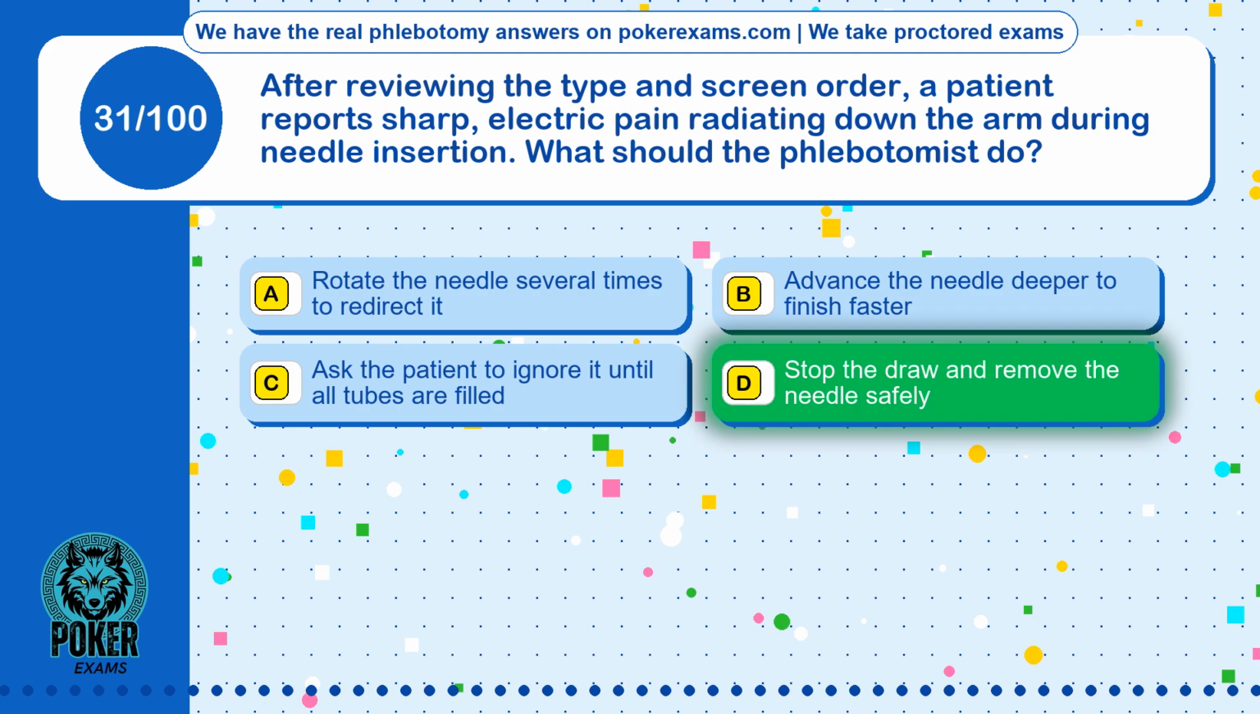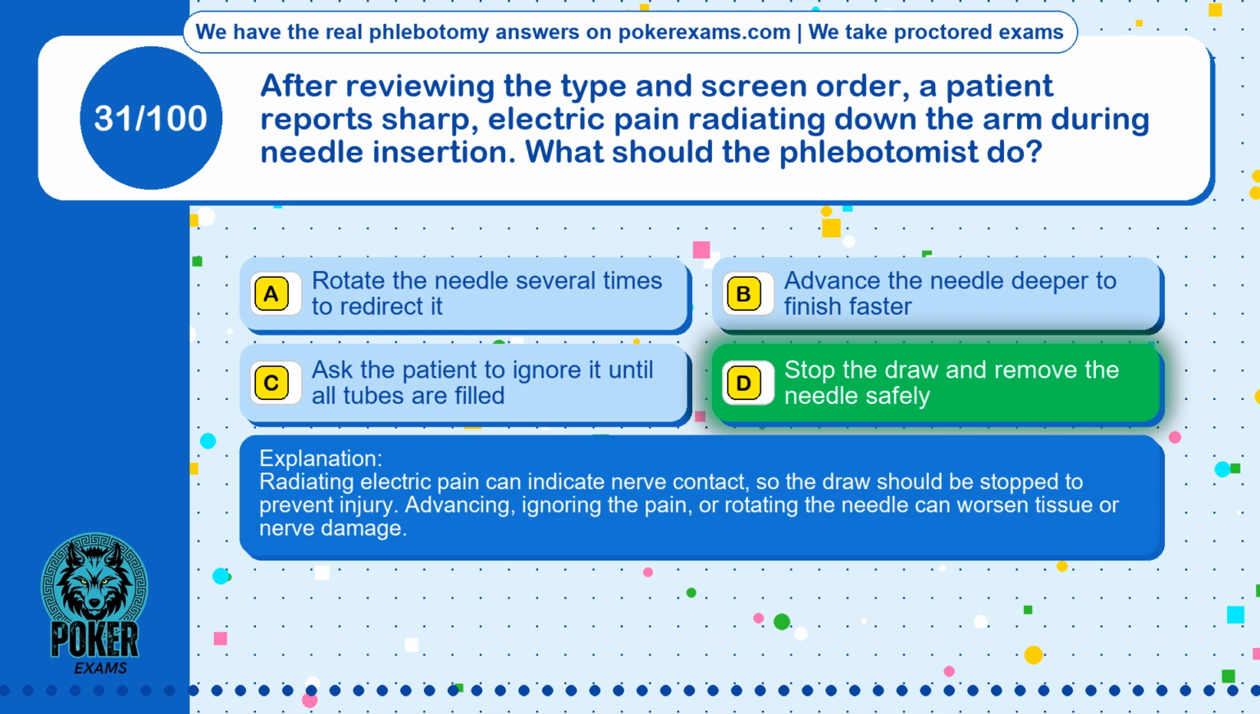The correct answer is option D. Stop the draw and remove the needle safely. Radiating electric pain can indicate nerve contact, so the draw should be stopped to prevent injury. Advancing, ignoring the pain, or rotating the needle can worsen tissue or nerve damage.